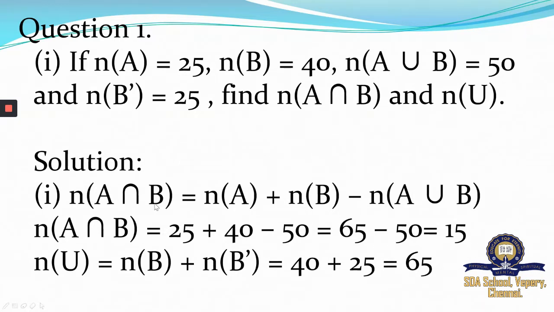So what is our formula? n(A ∩ B) = n(A) + n(B) − n(A ∪ B). So let us simply substitute the values of n(A), n(B), and n(A ∪ B). After substituting the values, what do I get after solving? I get 65 − 50, which is equal to 15, right?